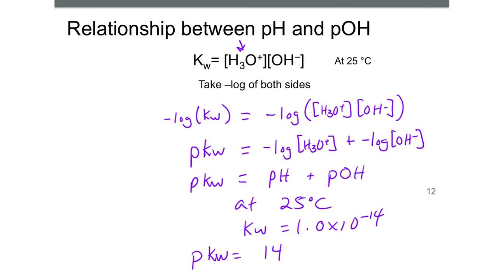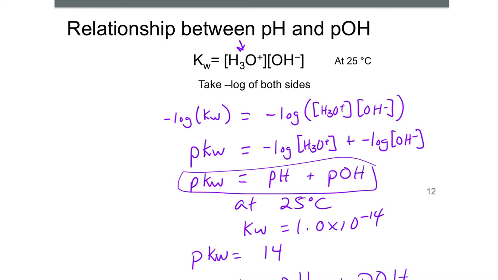So if we want to simplify this equation even more, make it very user-friendly, at 25 degrees Celsius, 14 is equal to the pH plus the pOH. And now, if you have a pH and you want to determine the pOH, you could easily convert between those using this equation. Questions on that? Okay.